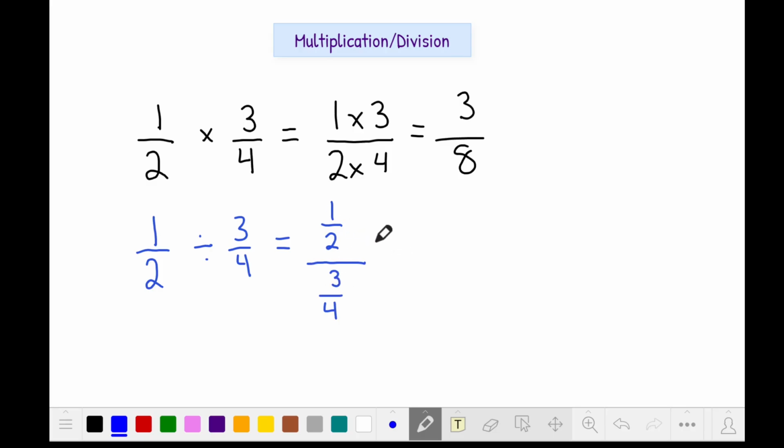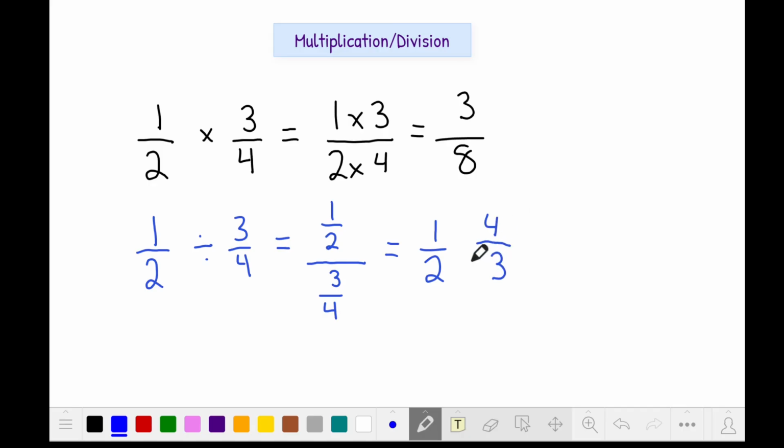Well, there's a simple little trick to division, which is you rewrite the top fraction. So you just literally rewrite it. So 1 over 2 is 1 over 2. And then the bottom fraction, we actually flip. So the 3's on top, which means that the 3 is now on the bottom. The 4 is on the bottom, which means it's now on top. So the 3 over 4 now becomes 4 over 3.